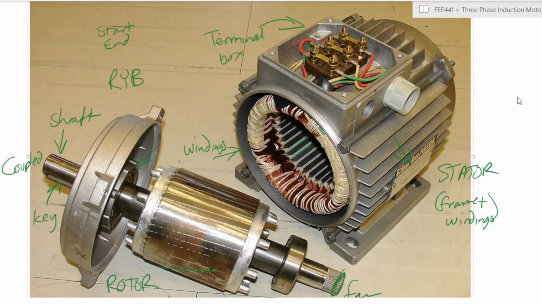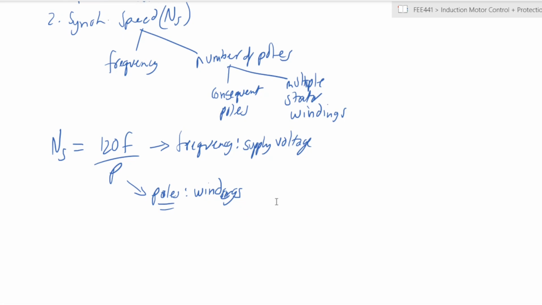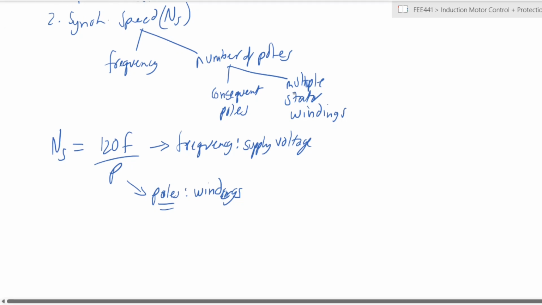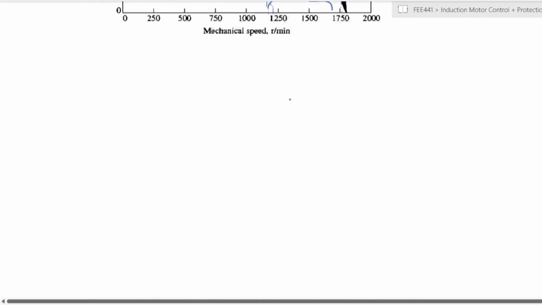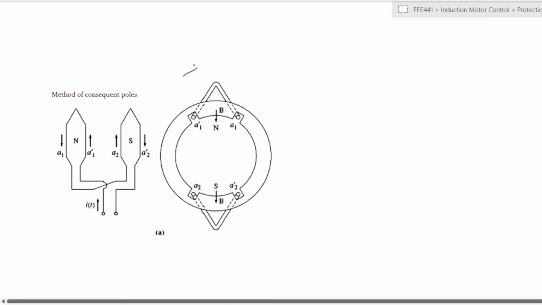You change the number of poles by introducing switches that would change the configuration of those poles. Electrically, you can change the number of poles. And that is where we now talk of the consequent poles and the multiple stator windings. So let's start with the consequent poles method. By looking at the method of consequent poles, let's take one of the three sets of windings in the stator.